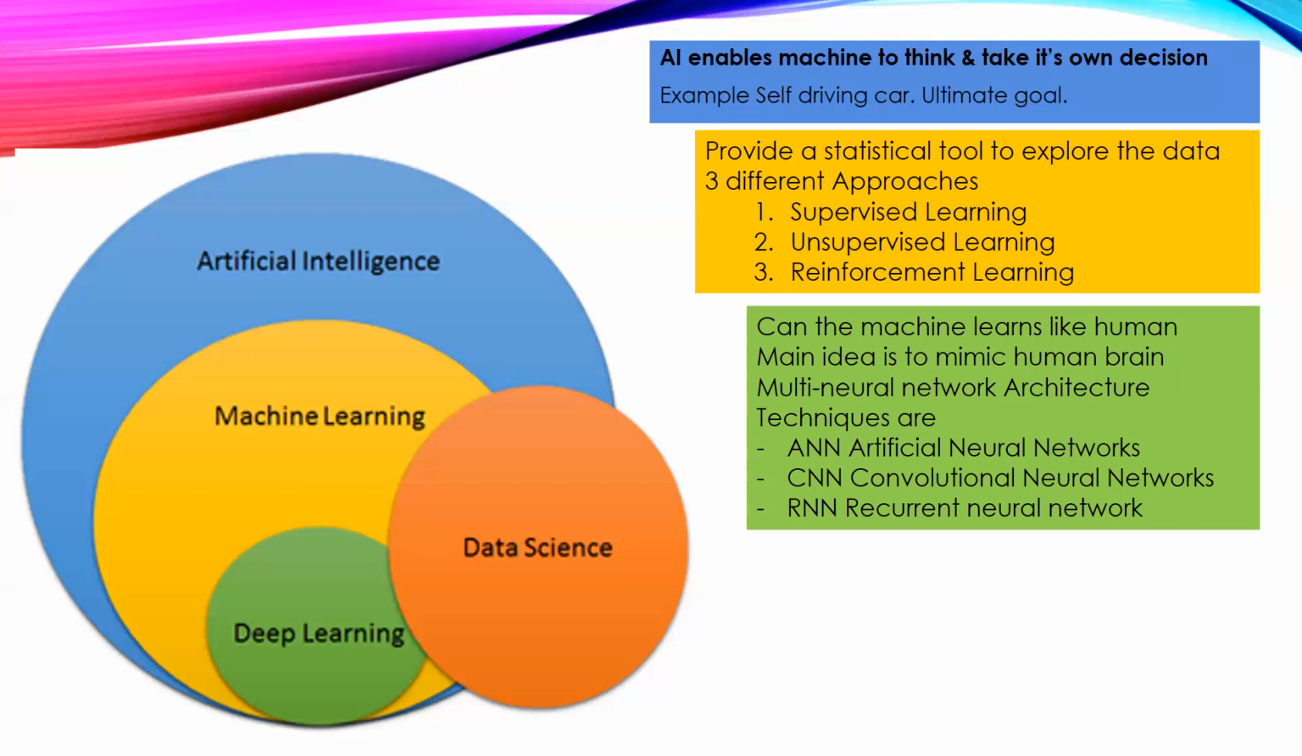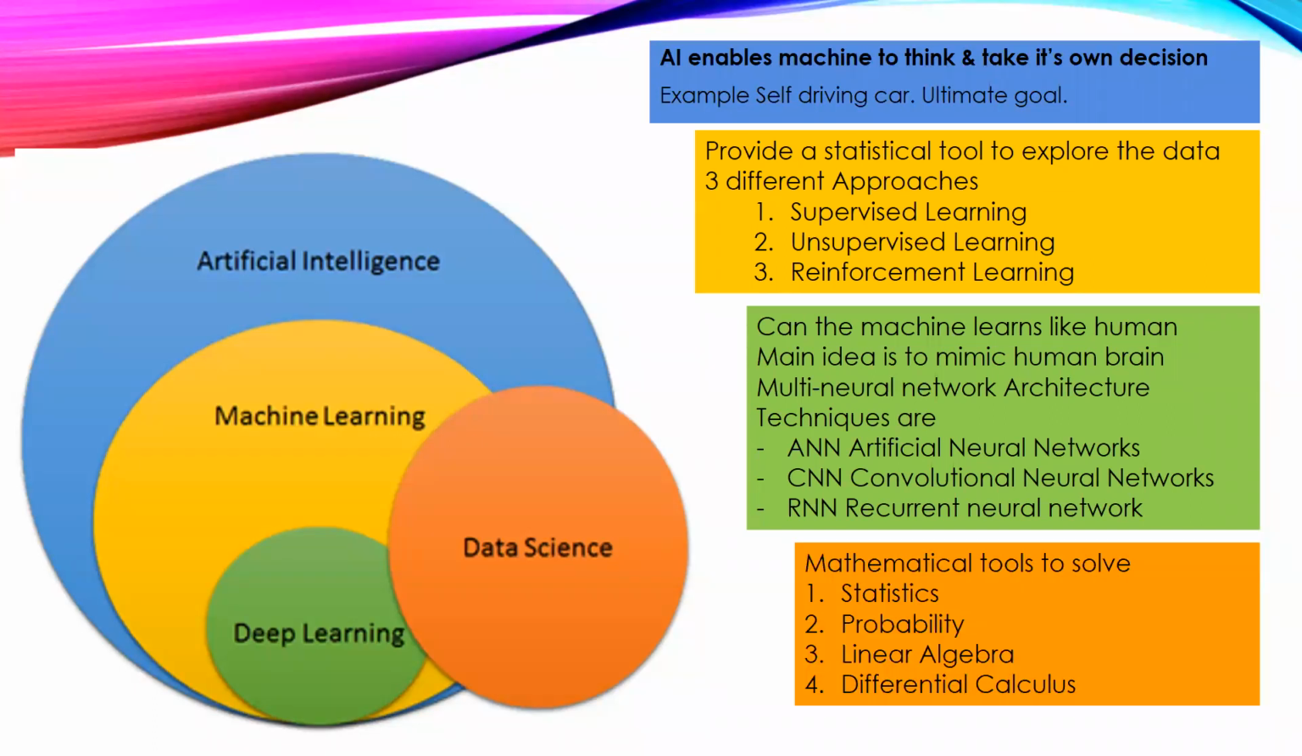There are some different techniques available for deep learning. It's called artificial neural networks. Then CNN is convolutional neural networks. RNN, recurrent neural networks. Artificial neural networks are used mainly for numbers and words and things like that. But CNN is mainly used for pictures, videos, things like that. And RNN is a combination of both too.